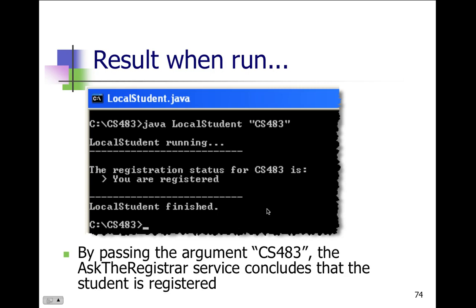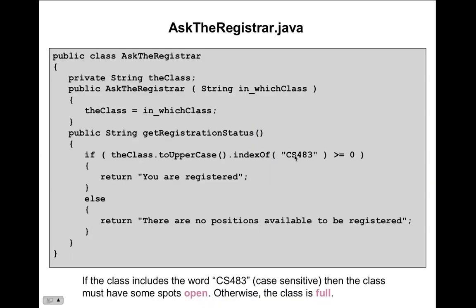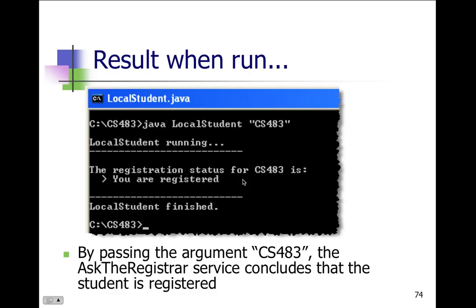So by passing the argument CS483, ask register service concludes that the student is registered because it was hard-coded in here actually. The code is hard-coded to see. If you're sending it this, it's going to come back with this. If not, it's going to come back with that. So it's kind of a stupid program. But, I shouldn't say stupid, it's kind of simple. It's like hello world of RMI.